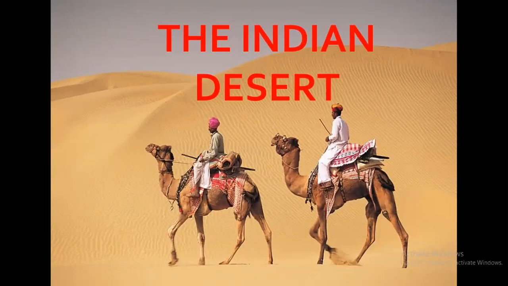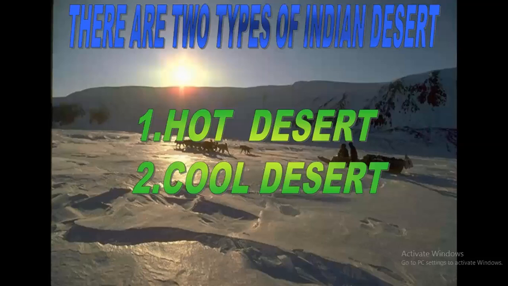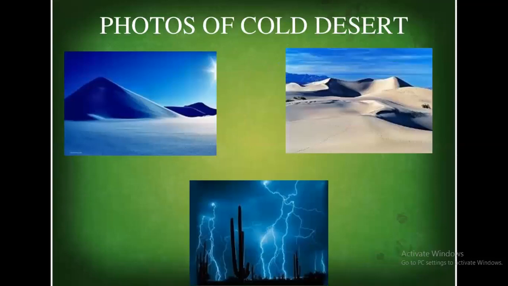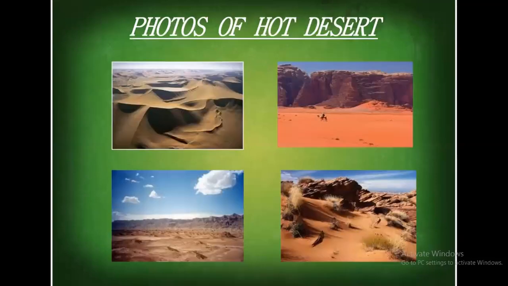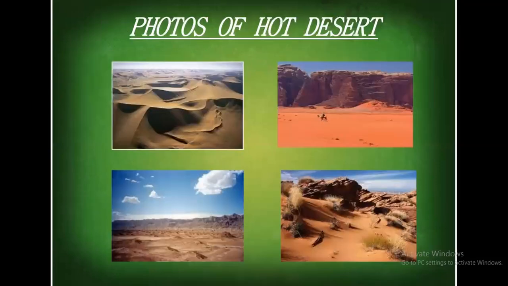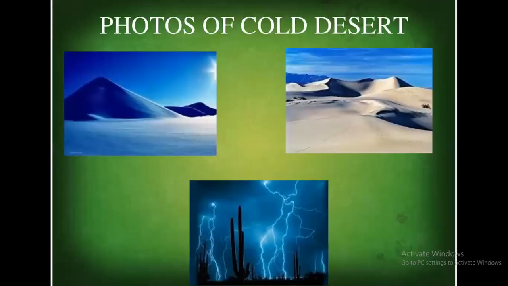Now the Indian desert. Here we are going to learn about our great Indian deserts. There are mainly two types of Indian desert. One is hot desert and the other one is cool desert. Here are some photos of hot desert. Some photos of cold desert are given here. You can see the difference. You can see the sand, you can see the climate, you can see how the picture is. From the picture only you can make out which is hot and which is cold.